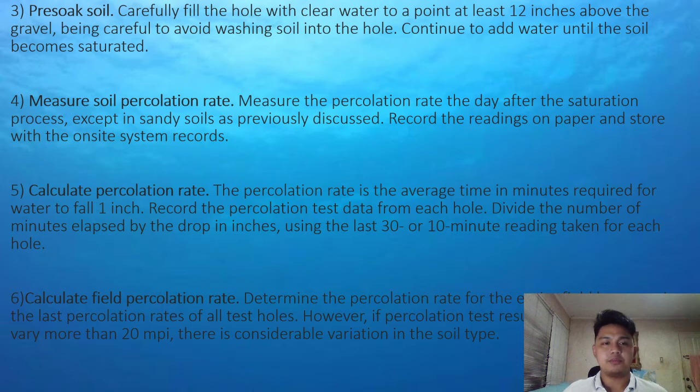So next is calculating the percolation rate. The percolation rate is the average time in minutes required for water to fall 1 inch. So you will record the percolation test data from each hole, and divide the number of minutes elapsed by the drop in inches using the last 30 or 10-minute reading taken from each hole. Next is calculating the field percolation rate. So determine the percolation rate for the entire field by averaging all the test holes, and if the percolation test results for all the holes are more than 20 mpi apart, there is a considerable variation in the soil type.